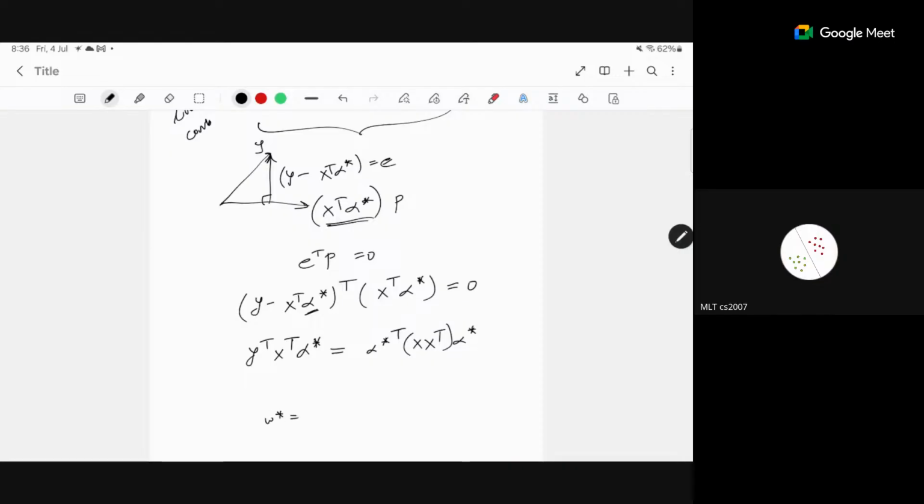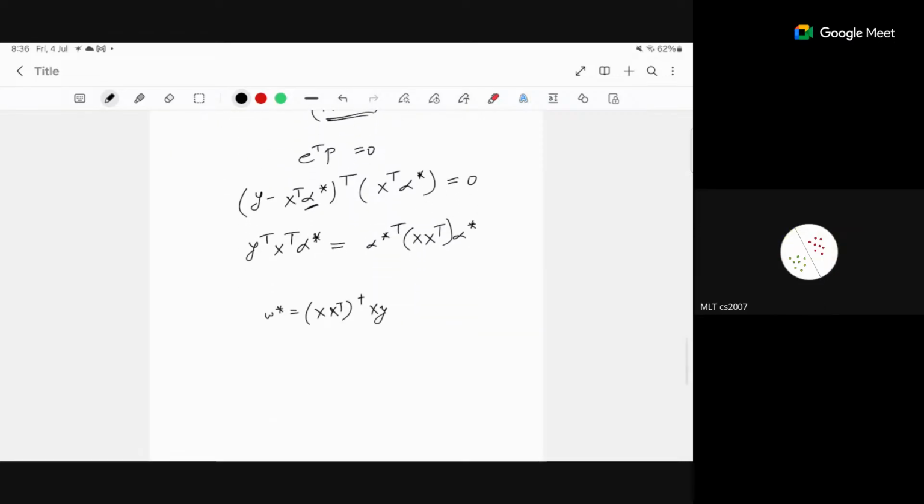What is the W star value you found previously from calculus? It is X X transpose pseudo inverse XY. So the question is, can alpha star be equal to W star? I wanted to check this hypothesis. How should I check it?